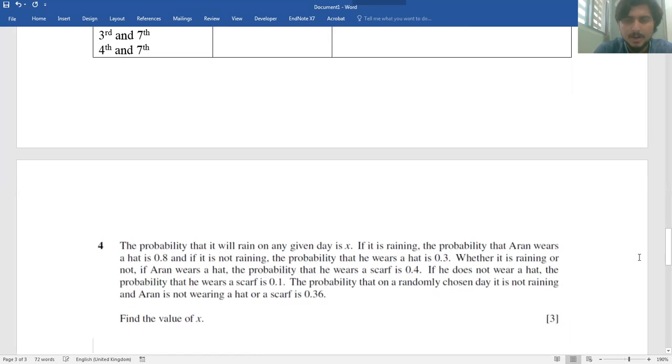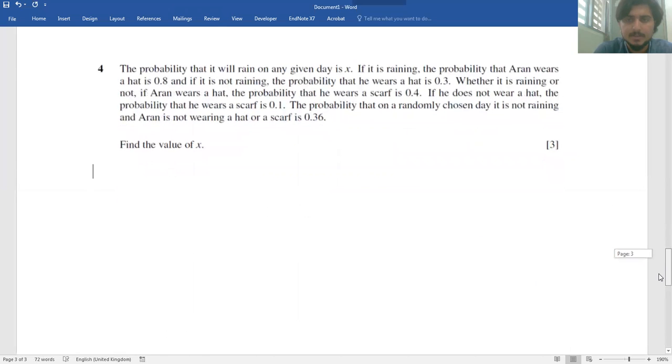The probability that it will rain on any given day is X. If it is raining, the probability that Aaron wears a hat is 0.8, and if it is not raining, the probability that Aaron wears a hat is 0.3. Whether it is raining or not, if Aaron wears a hat, he wears a scarf with probability 0.4. If he does not wear a hat, the probability that he wears a scarf is 0.1. The probability that on a randomly chosen day it is not raining and Aaron is not wearing a hat or a scarf is 0.36. Find the value of X.